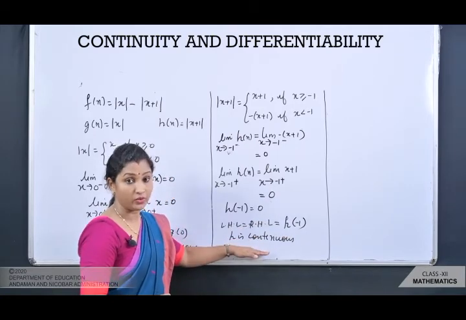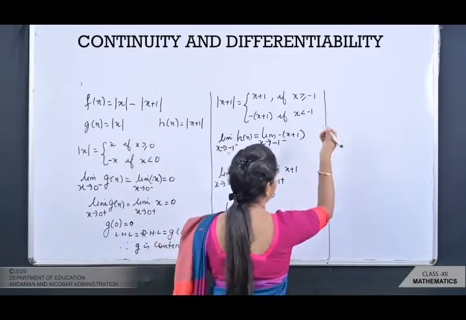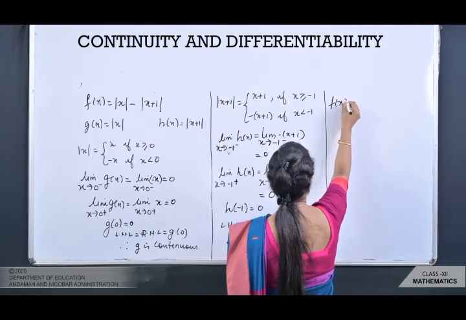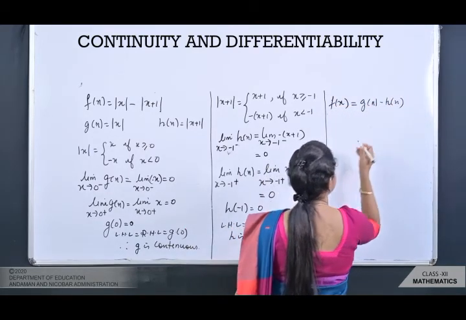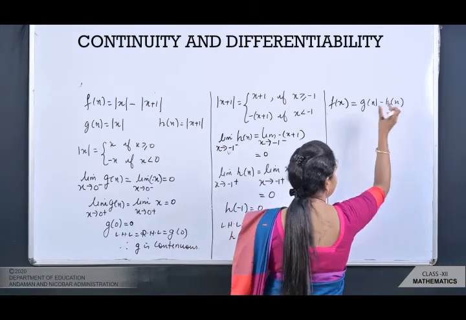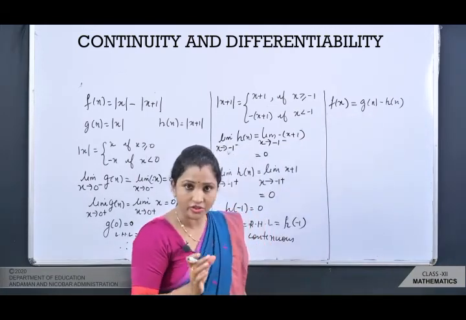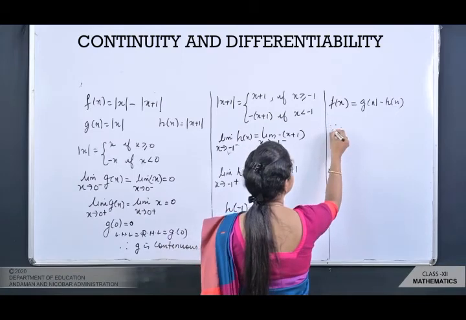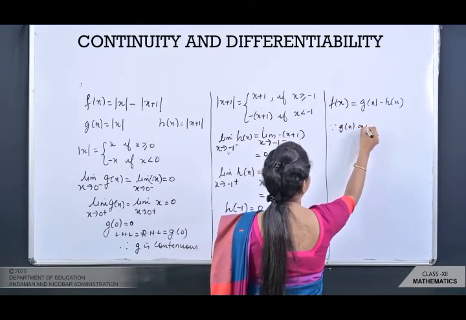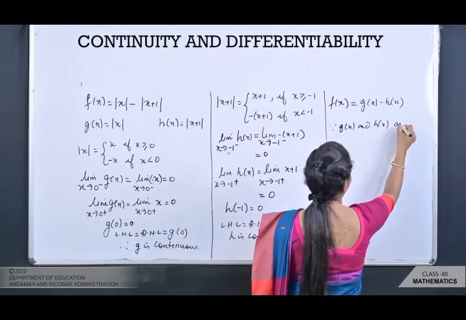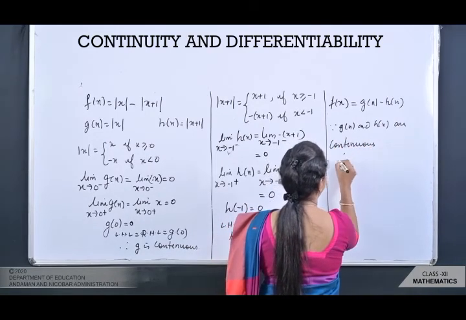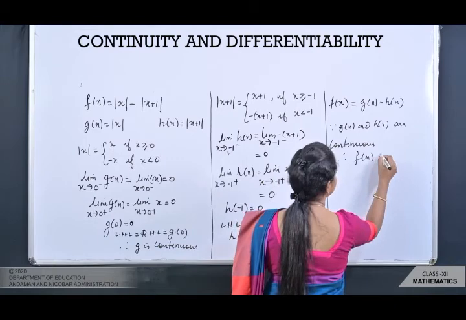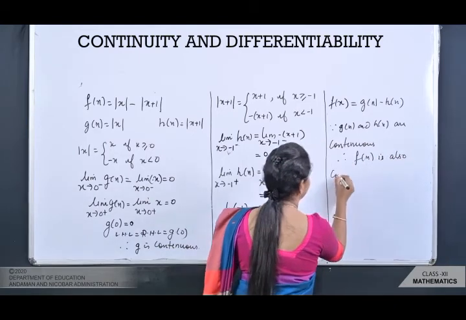So h is continuous. And here you can say your function is what? g of x minus h of x. Okay. And we have proved g of x and h of x are continuous functions. Hence you can say that since g x and h x are continuous, therefore f x is also continuous.